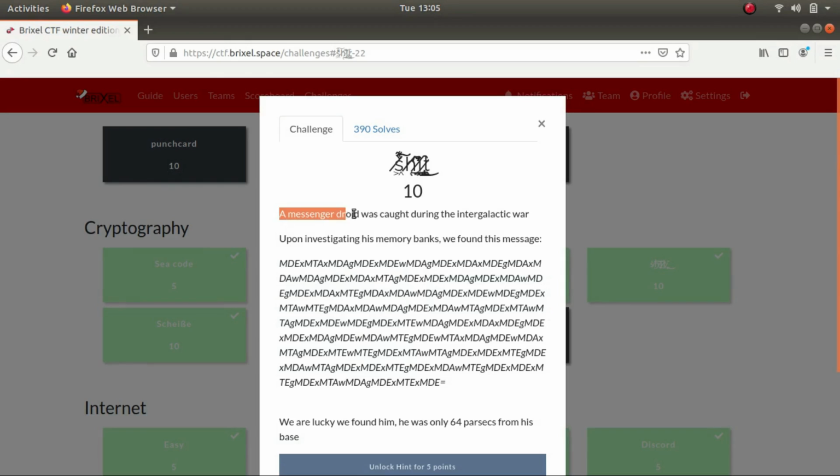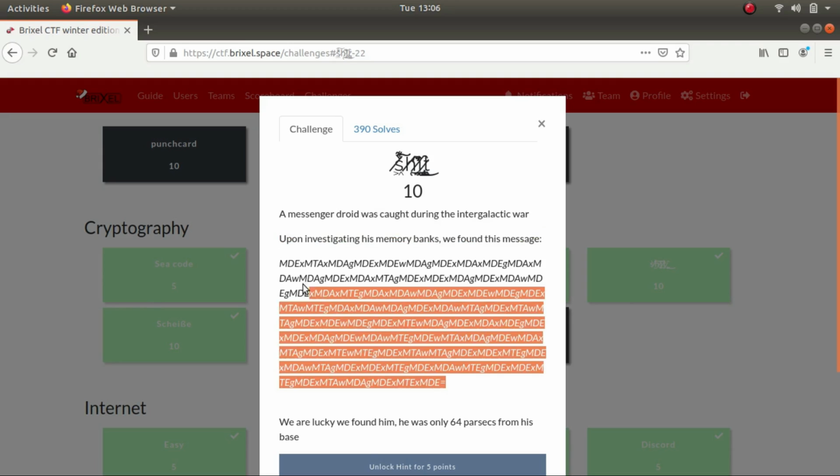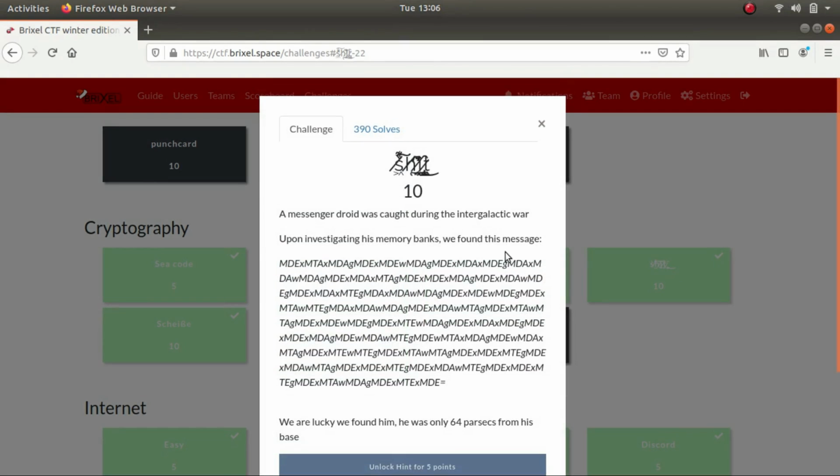It says a messenger droid was caught during the intergalactic war. Upon investigating his memory banks, we found this message. We are lucky we found him. He was only 64 parsecs from his base. Upon looking at this cipher, I was able to guess that the encoding technique used is base64. Let me explain to you why.